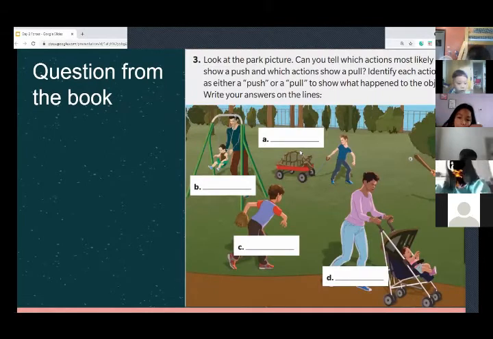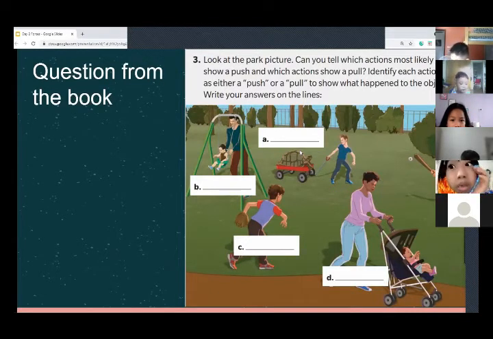First, let's look at your book. This is a question from your book. I'll read the directions. Look at the picture. Can you tell which actions most likely show a push and which actions show a pull? Identify each action as a push or a pull.